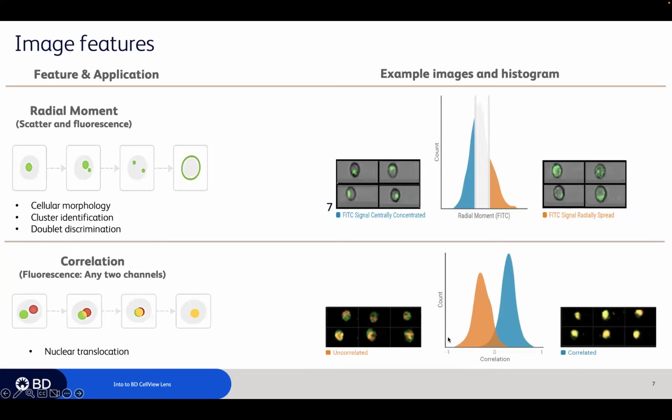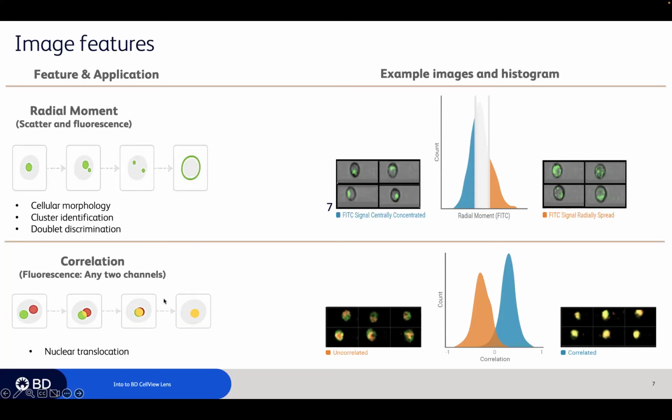We can look at the radial moment. So essentially, from a center point, how much does the signal that we're detecting for a particular parameter expand outward? So from very tightly grouped together in the middle to all the way at the outside of the cell. And then again, you can see low and high radial moment pictures right there.